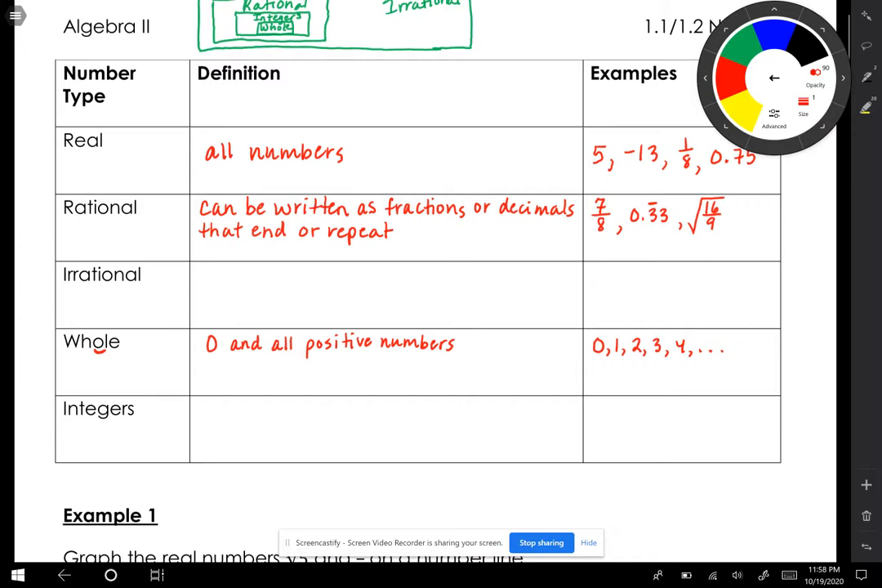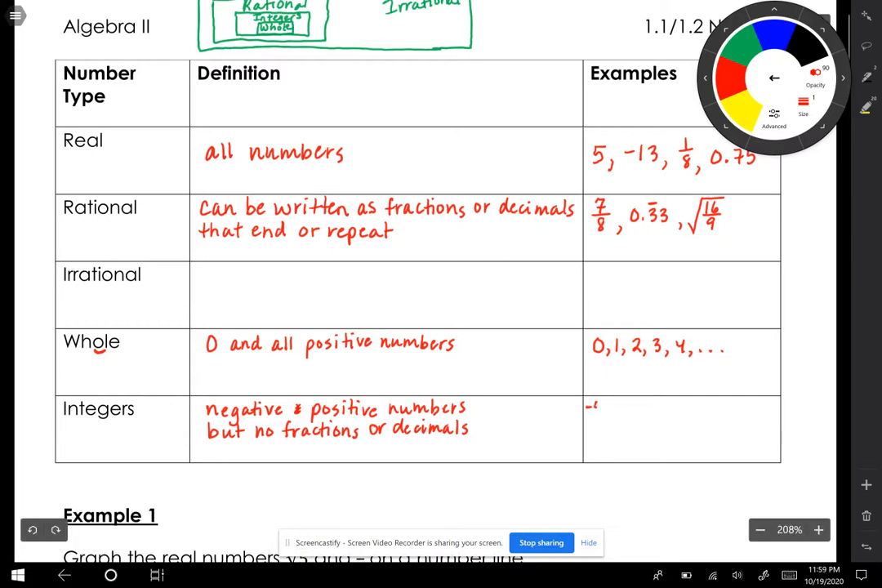And then we have integers from that whole number. So the integers are negative and positive numbers, but no fractions or decimals. You can have a fraction like 6/1 because that simplifies to 6, which would be an integer, but you can't have something like 6/7. That would not be an integer. And examples include -4, -3, -2, -1, 0, 1, 2, 3, and so on.